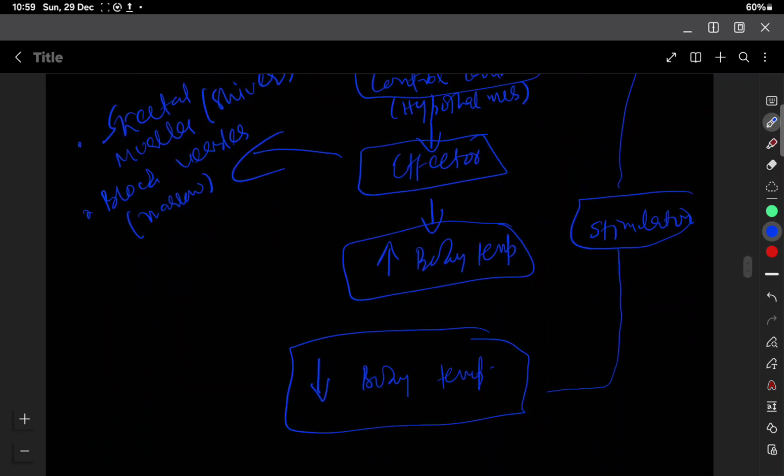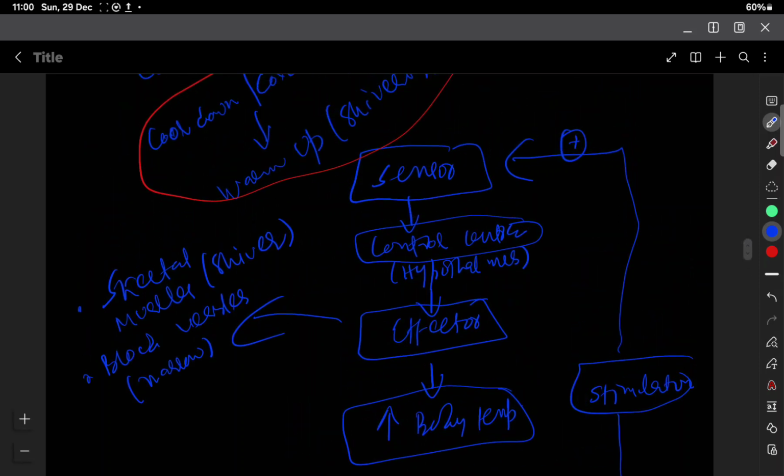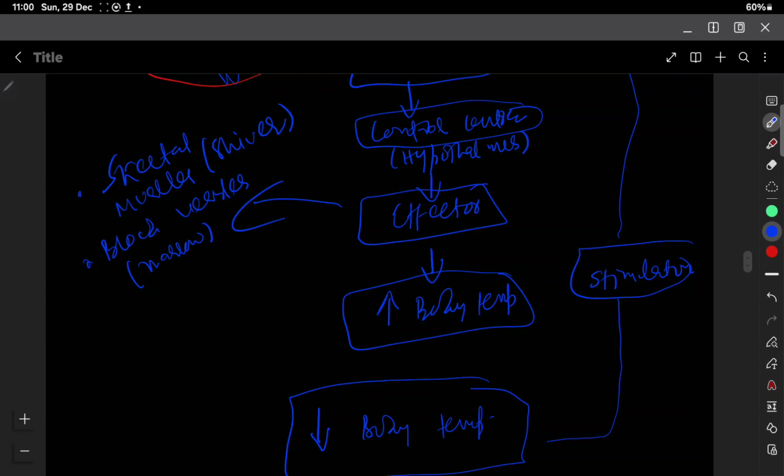So here your body temperature was decreasing, and this information was sent to the sensors, you can say the receptors. The receptor sends the information to the control center, which is the hypothalamus. The control center sends the information to the effector, for example skeletal muscles to shiver and blood vessels to narrow, and this will cause an increase in the body temperature. So this is how body temperature increases.